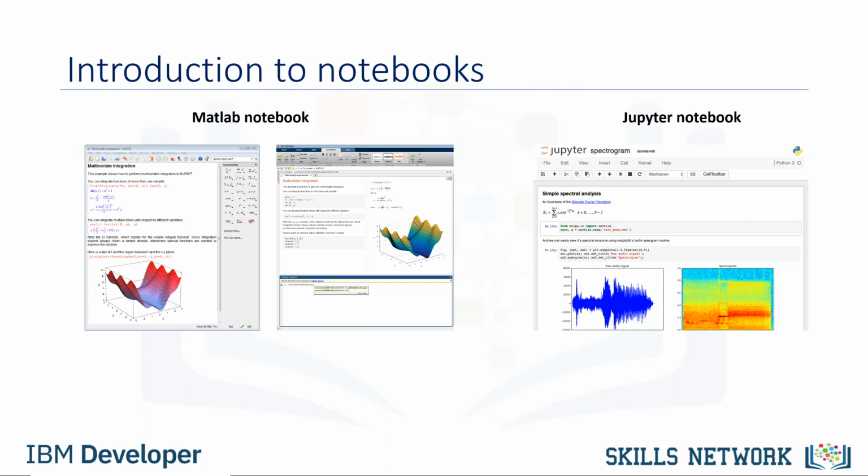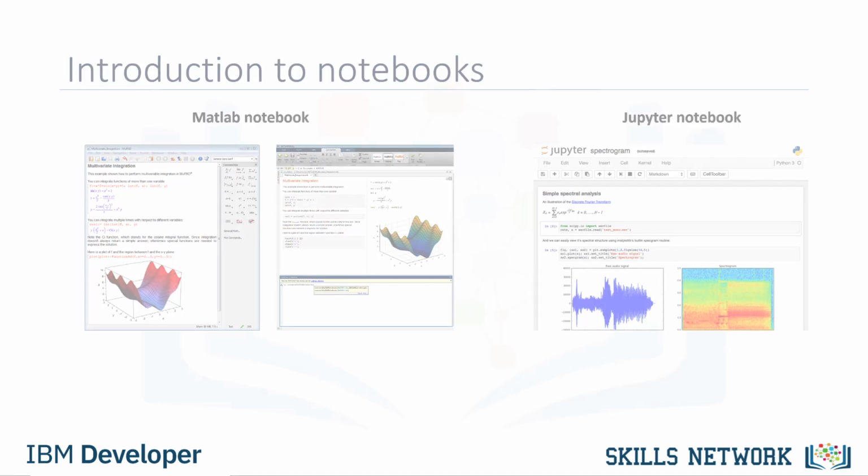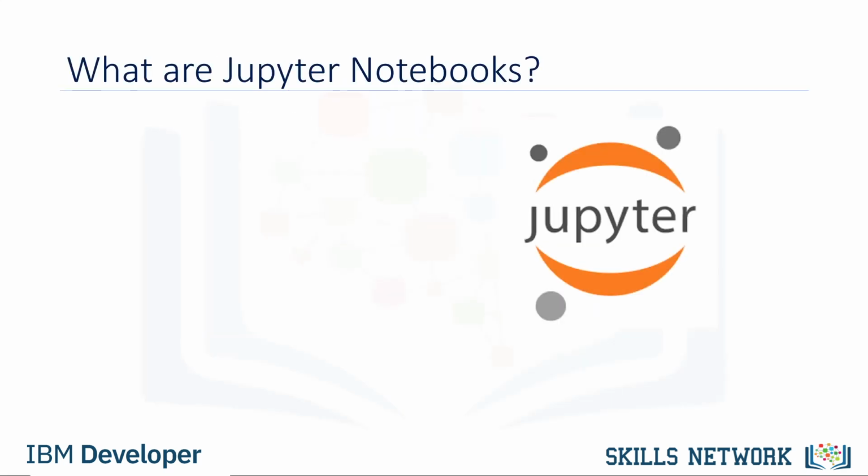A notebook interface is a virtual notebook environment used for programming. Examples of notebook interfaces include the Mathematica Notebook, Maple Worksheet, MATLAB Notebook, IPython Jupyter, R Markdown, Apache Zeppelin, Apache Spark Notebook, and the Databricks Cloud. In this module, we will be using Jupyter Notebooks. The Jupyter Notebook is an open-source web application that allows you to create and share documents that contain live code, equations, visualizations, and narrative text.